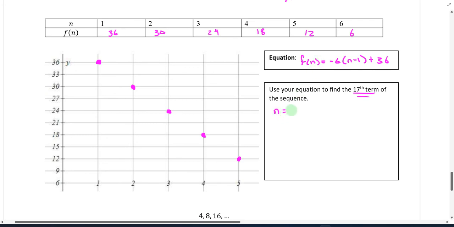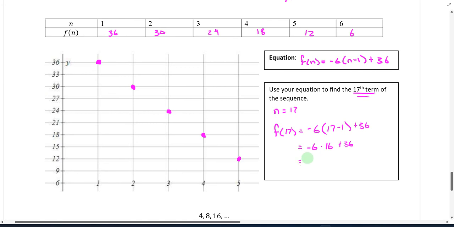They want us to use n equals 17. That's what they're telling us here. So we're going to say f of 17 equals -6 times 17 minus 1, because the n has to be replaced with a 17, plus 36. Okay? And we can just do some quick math here. 17 minus 1 is 16, so we've got -6 times 16 plus 36.